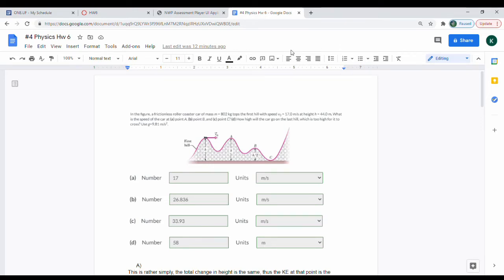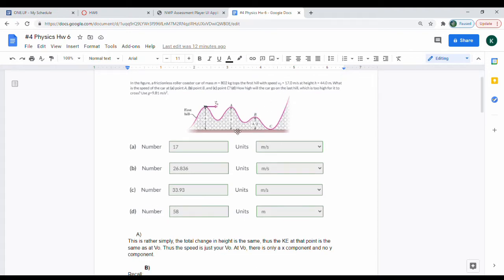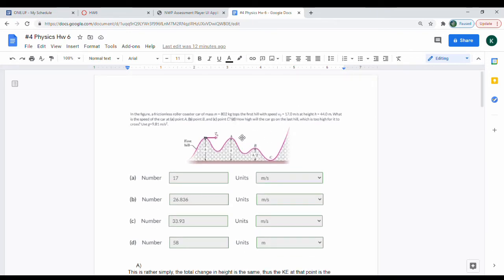Alright, this is question 4, homework number 6. So for A, this one's relatively easy. At point A, it's the same height as the initial spot, so it'd be the same velocity.